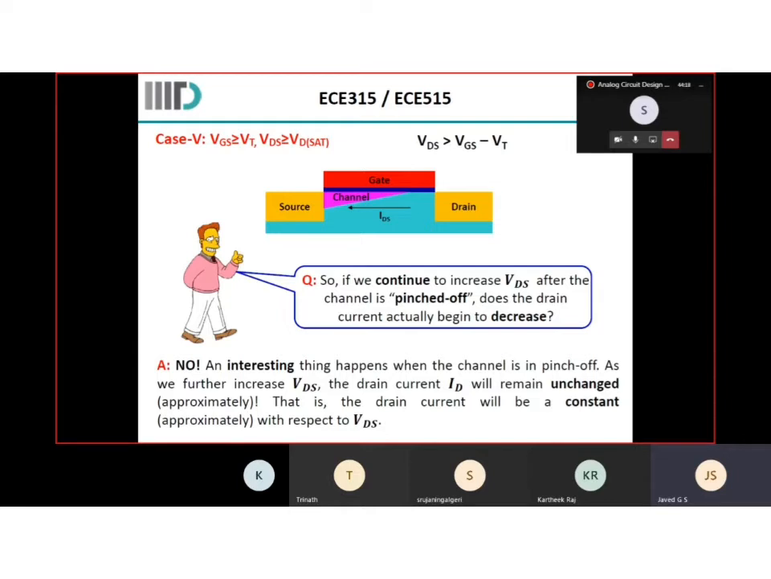This is the next question I would ask. If you continue to increase VDS after the channel is pinched off, does the drain current actually begin to decrease? That is the logic that you are following, that the field will reduce, and if the field reduces, the current should technically decrease, right? That is not the case. So if we further increase VDS, the drain current will remain unchanged.